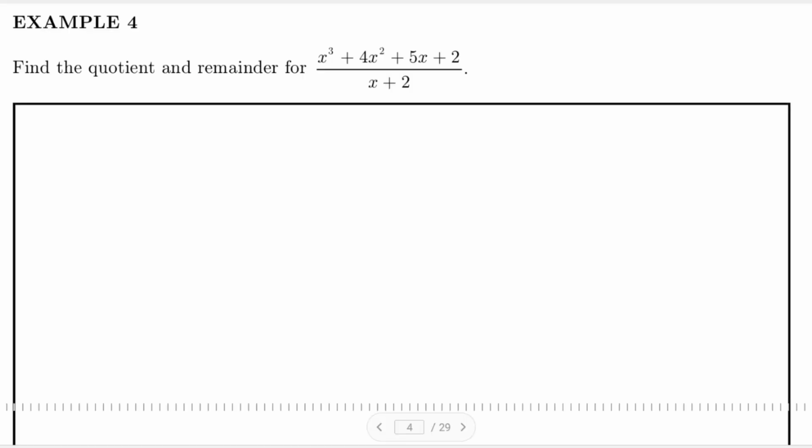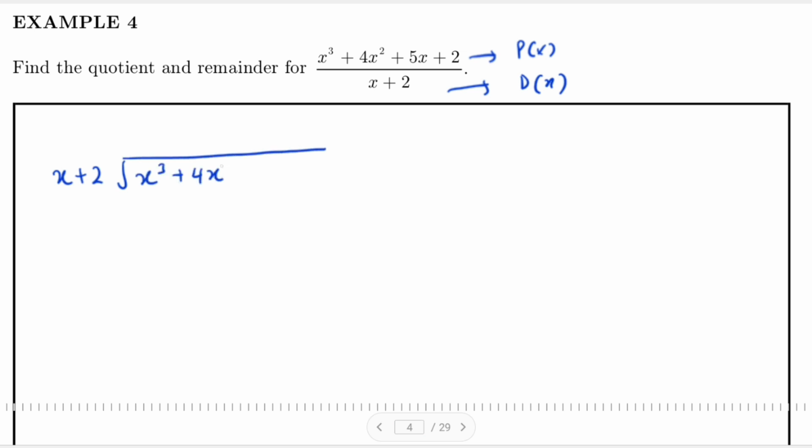Example 4, find the quotient and remainder for x cubed plus 4x squared plus 5x plus 2 divided by x plus 2. So in order to find the quotient and remainder, we need to do the long division. The upper part is the polynomial and the lower part is the divisor. So the divisor should lie outside and the polynomial would lie inside. Then we have to cancel out x cubed, so we have to think what multiplied with x will give us x cubed, or we can do the division.